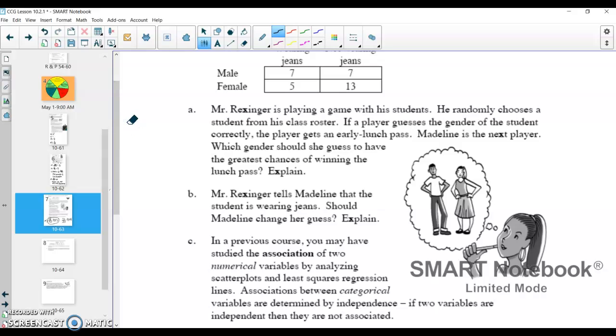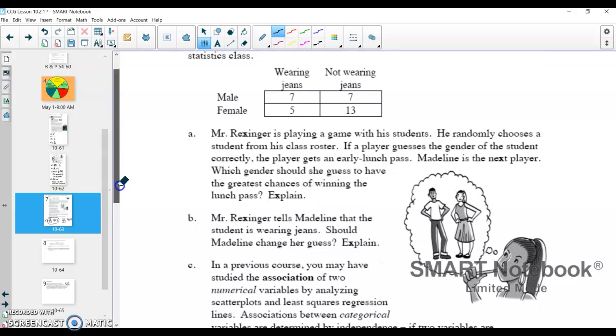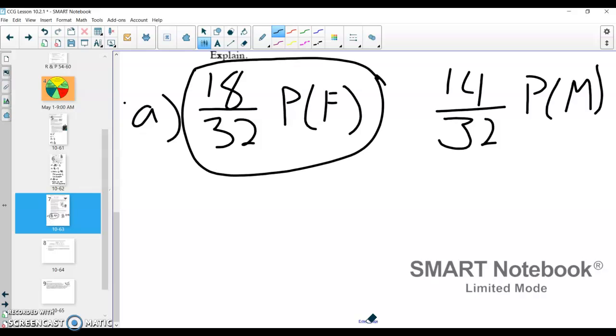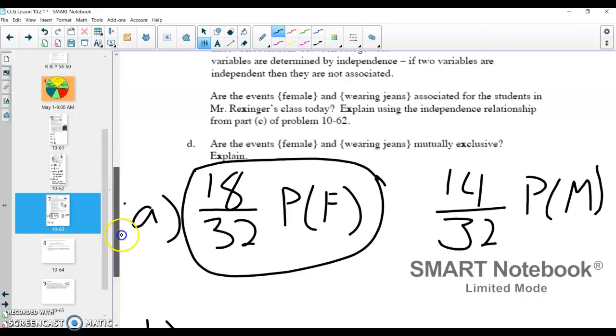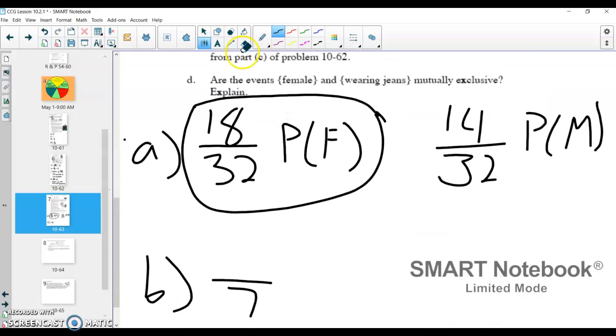All right, for part B, Mr. Rexington tells Madeline that the student that he picked at random is wearing jeans. And so now we're going to get into conditional probability because now we're given this piece of information that just might change our probability. So now that we know the student is wearing jeans, we know that 12 total students are wearing jeans because 7 and 5 is 12 students. And so we have to change our probability a bit, or change our sample space. And so we know 7 students are wearing jeans. We know that 12 students, sorry, my bad, not 7.